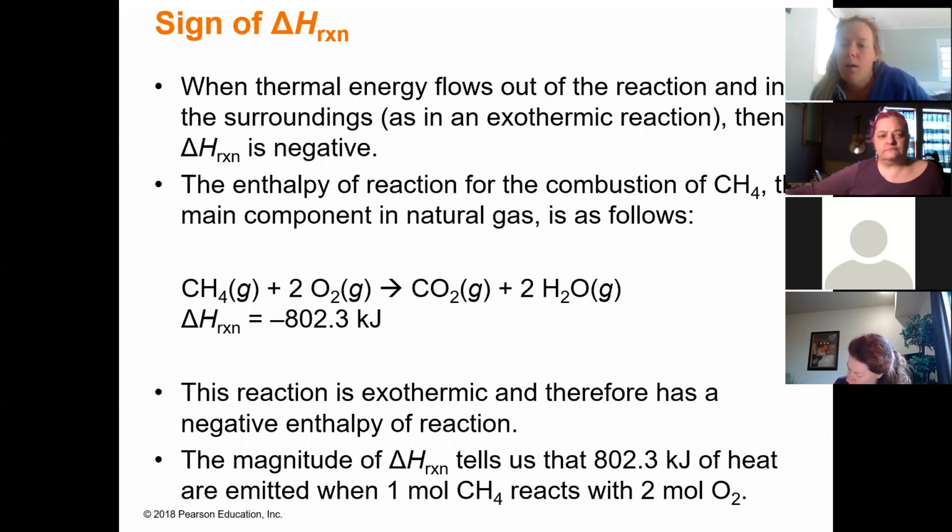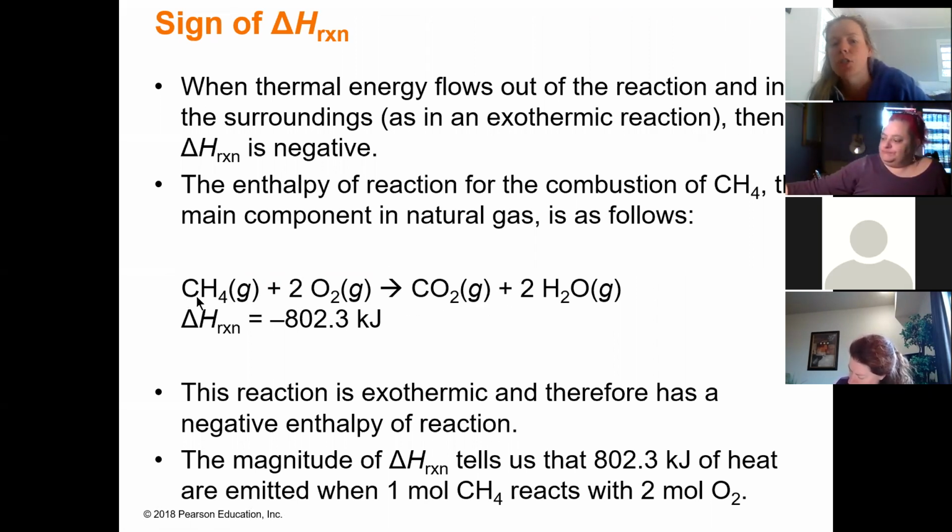So let's see how this looks in the combustion of methane. Now, again, I don't expect you to know that this is methane, but I would want you to know that this is a combustion reaction. There's a hydrocarbon, carbon and hydrogen. What is it doing? It's combining with oxygen. It produces CO2 and H2O. That's always what's going on in a combustion reaction.